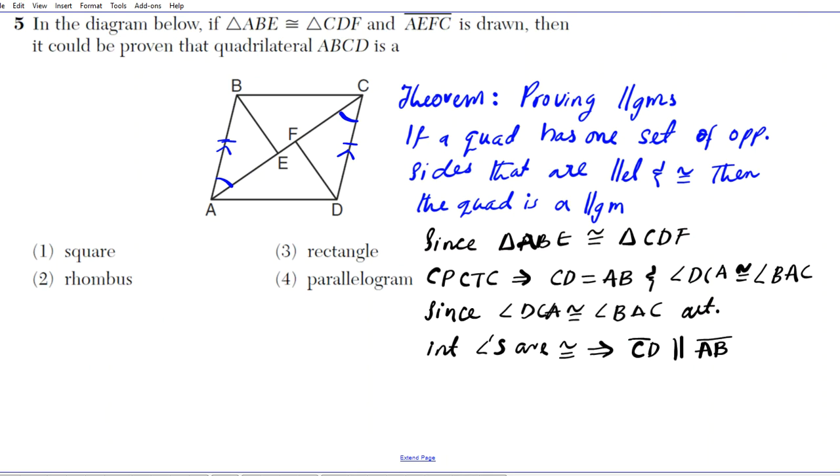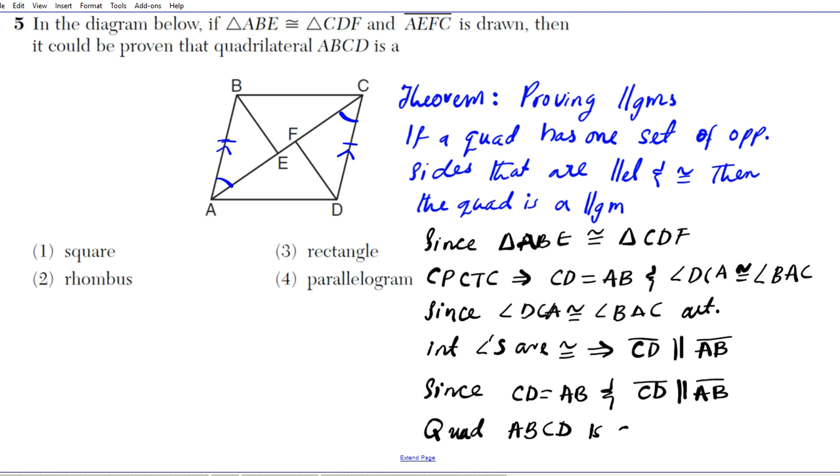Okay? So since we have a pair of opposite sides where CD equals AB, congruent, and CD is parallel to AB, what does that help us conclude? We can easily conclude that quadrilateral ABCD is a parallelogram. Okay, so based on the information given, we can prove that this quadrilateral is a parallelogram.